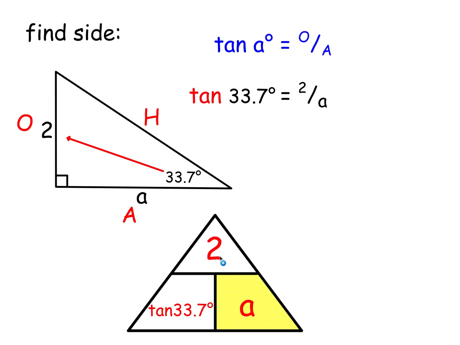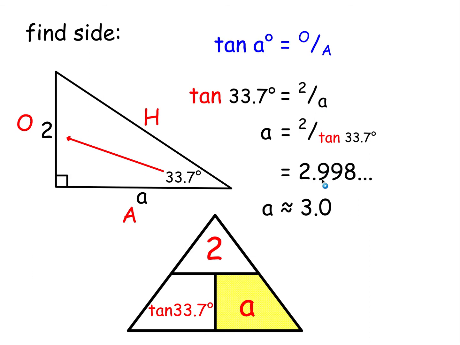Tan 33.7 is 2 over a. To get a, it's 2 in the top, tan 33.7 in the bottom. There it is. So notice, really, the a and the tan 33.7 swapped positions. So if the letter's in the bottom, you get that swap, and that solves it for a. And that goes into the calculator, up comes a big long answer you write down, and it rounds to 3.0.